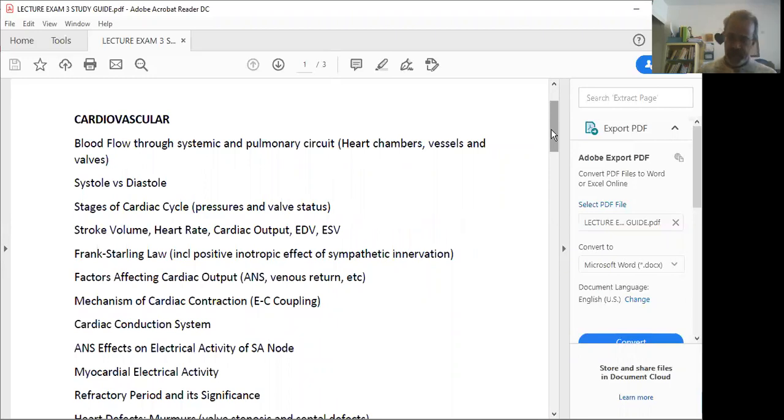What you should know is some of those diagrams showing how blood moves through the body. The heart chambers, remember, for example, for the systemic circuit, blood comes ultimately from the pulmonary veins, which is oxygen rich, into the left atria, through the bicuspid valves, into the left ventricle, out through the aortic valve, through the aorta, and so on. So just know the blood flow patterns, which vessels, which chambers, and which valves.